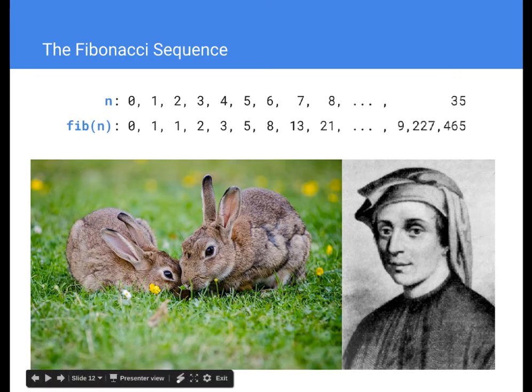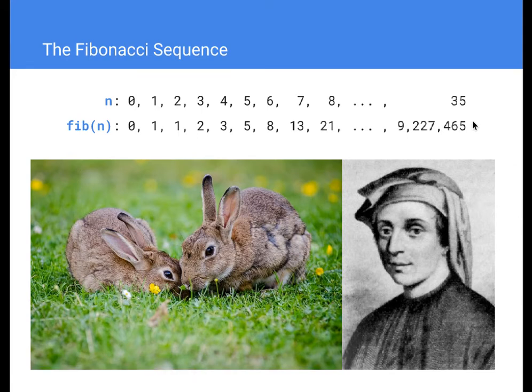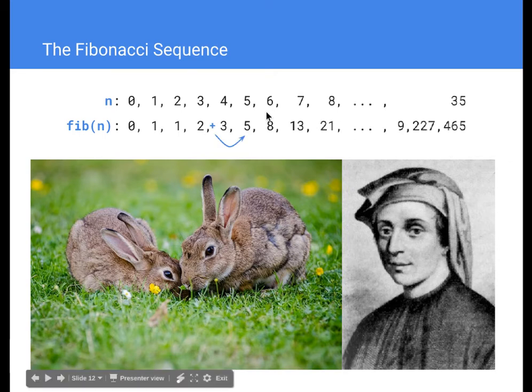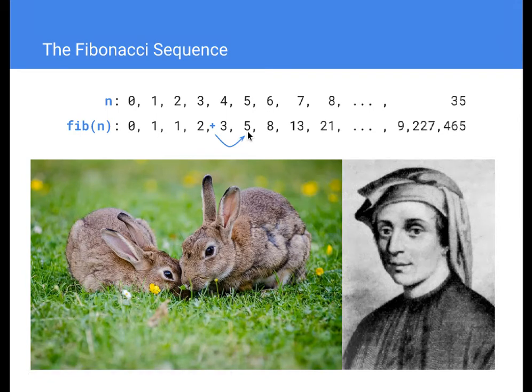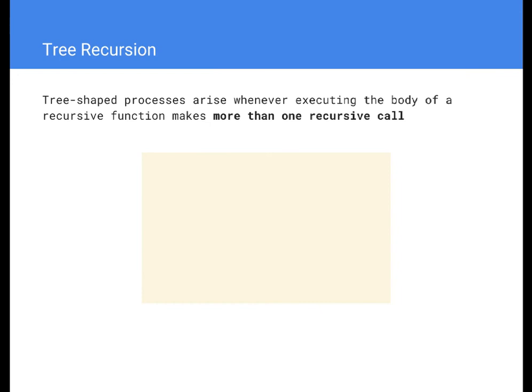The way this computation works, just to recap, is that I take the last 2 numbers in the sequence and add them together to get my next number. This can be a hard problem to solve using iteration, because you're not necessarily sure how many variables or things you need to keep track of. One thing that's nice about recursion is that we have a more elegant solution. We call this solution a tree-shaped process, a tree recursive program. Tree-shaped processes arise whenever executing the body of a recursive function makes more than one recursive call.